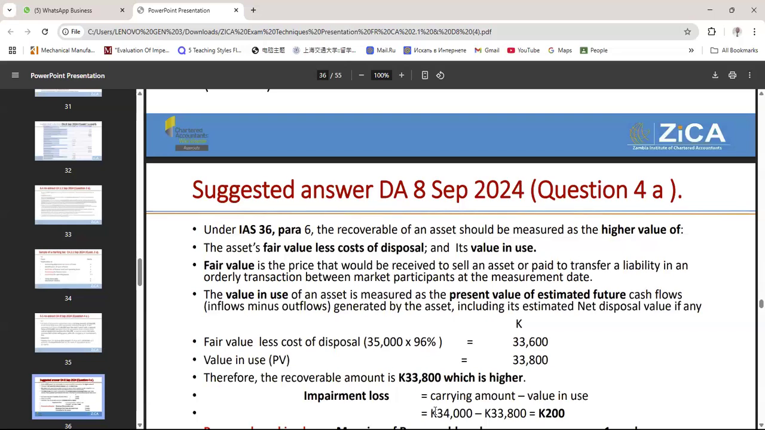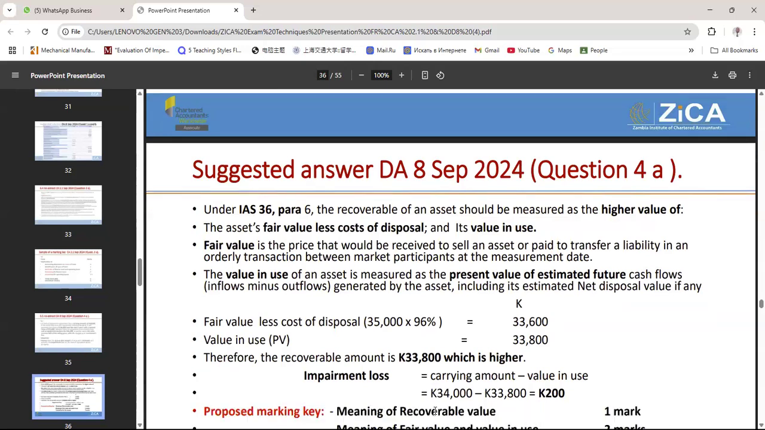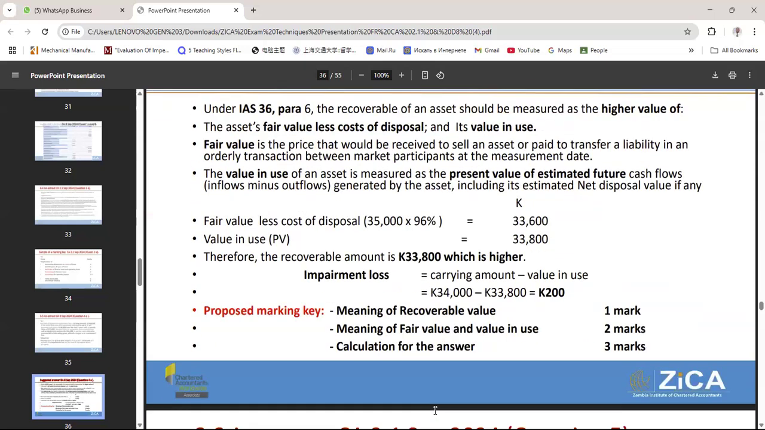So we can go through this presentation. I'm sure our institute will share it. You can also check on the website so that you can have the cost here. So this is what was tested there. If you come here, proposed marking, I'm just proposing. If you define the recoverable amount, 1 mark. If you determine the meaning of fair value and value in use, 2 marks. Then computation is only 3 marks.